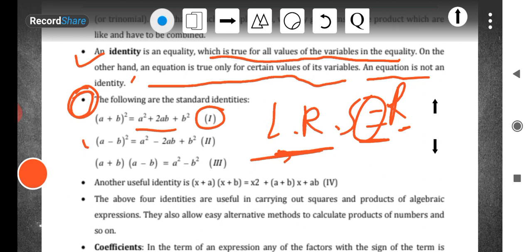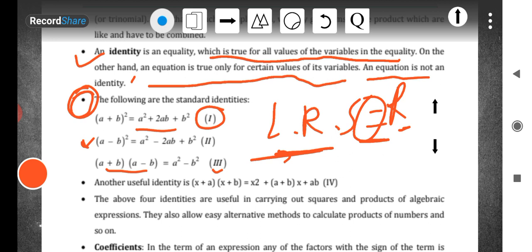Again, (a minus b) whole square. So what is (a minus b) whole square? It is a square minus 2ab plus b square. Identities 1 and 2 are similar, only the sign is different. If it is a plus b, then all terms are positive. If it is a minus b, then 2ab will be negative.